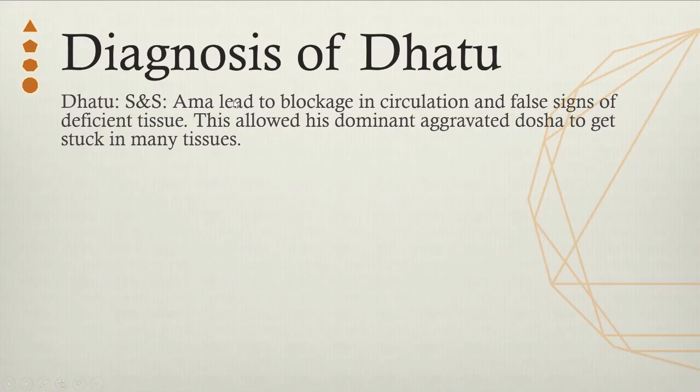is that this ama, this half-digested byproduct, led to blockage in circulation. And this created false signs of deficient tissue. This allowed his dominant aggravated dosha to get stuck in many tissues. So what I mean by that is false signs. Let's imagine that ama, these half-digested byproducts, are floating through and get stuck in the pelvis.